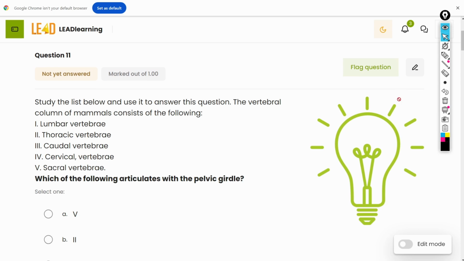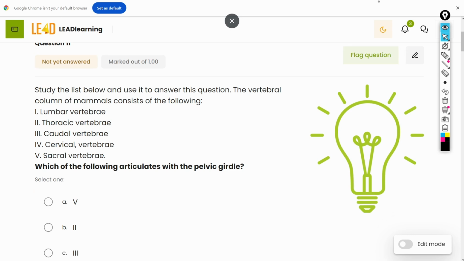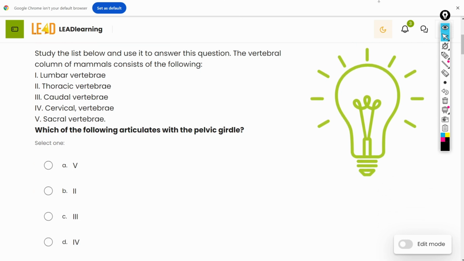Question 11. Study the list below and use it to answer this question. The vertebral column of mammals consists of the following: lumbar vertebra, thoracic vertebra, caudal vertebra, cervical vertebra, sacral vertebra. Which of the following articulates with the pelvic girdle?